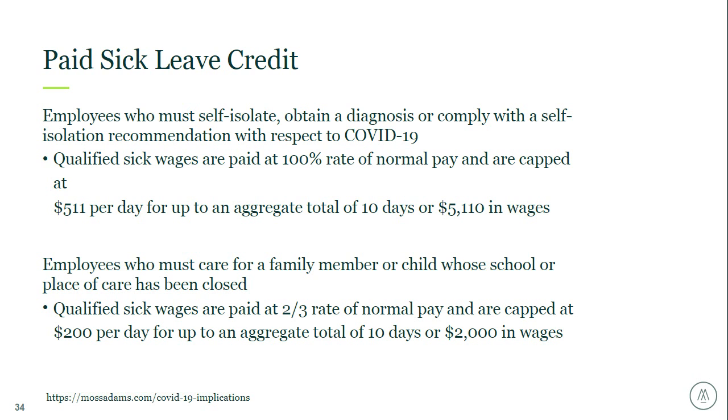Also, if an employee needed to take time off to care for a family member, or there were children whose schools were closed down and they needed to take time off, qualified sick wages are paid at 2/3 of the rate of their normal pay and are capped at $200 per day, for a total of $2,000 in wages. So this is what must be paid, as well as the credit that is available. All right.